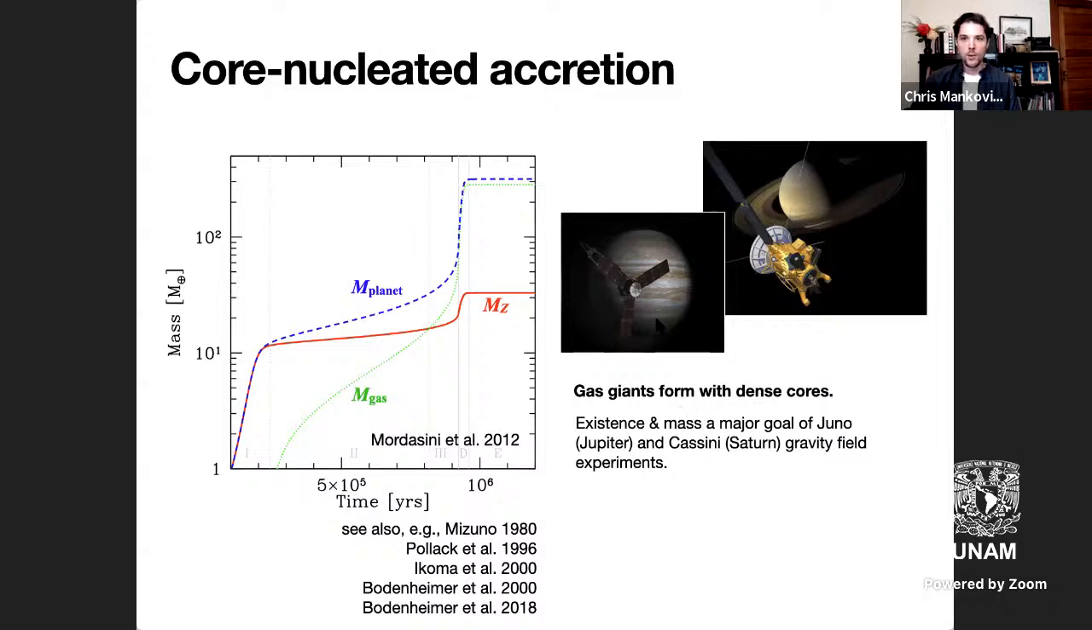And the way that they're supposed to answer these questions for us is with gravity field experiments. And that might not mean anything to you, or it might. So I'll talk a little bit about what it really means when we say that Juno and Cassini can tell us about the cores of these planets.